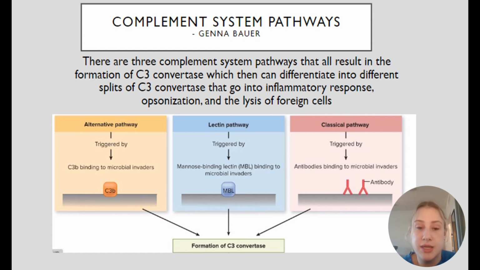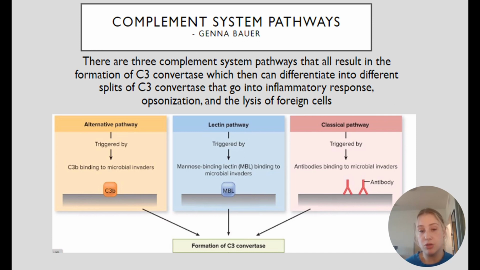So, like I said, there are 3 different complement system pathways, and all these pathways will result in the formation of C3 convertase, which then can split into different pieces that go into different reactions that help kill pathogens. That is like an inflammatory response, opsonization, and the lysis of foreign cells.